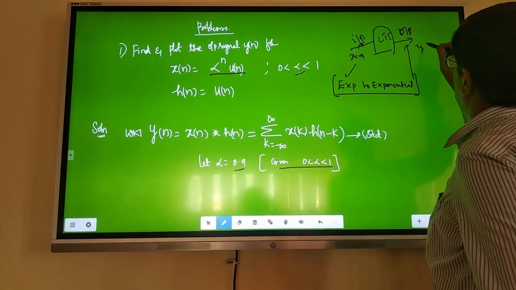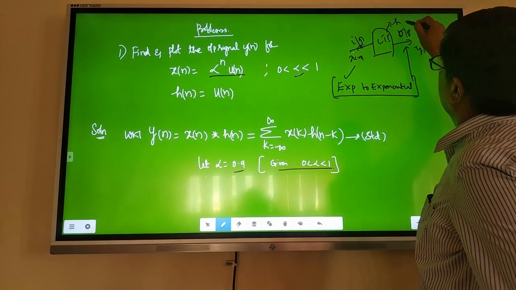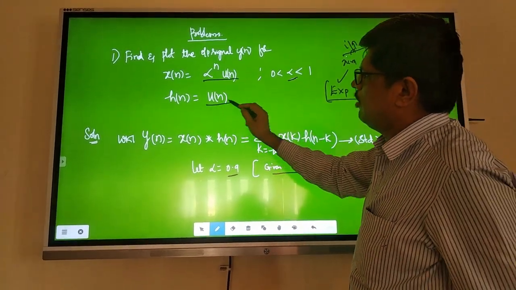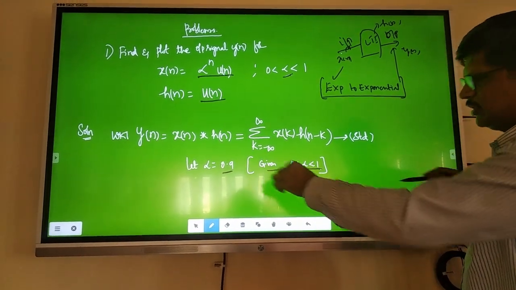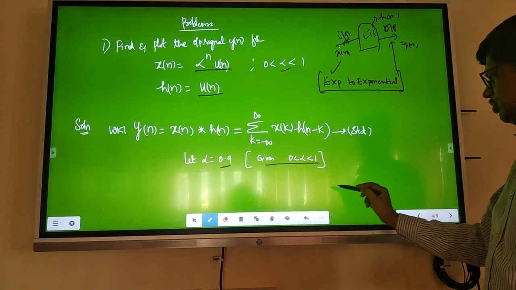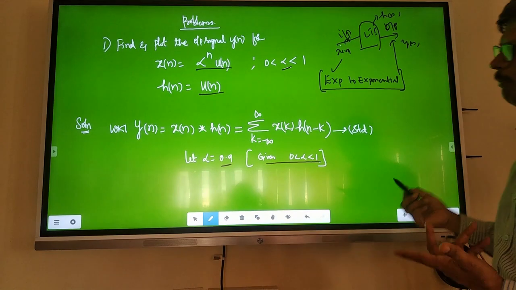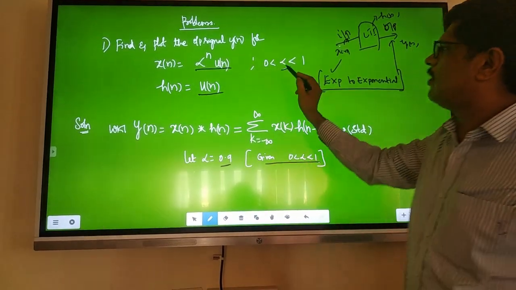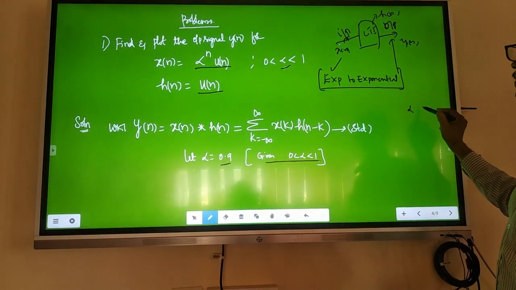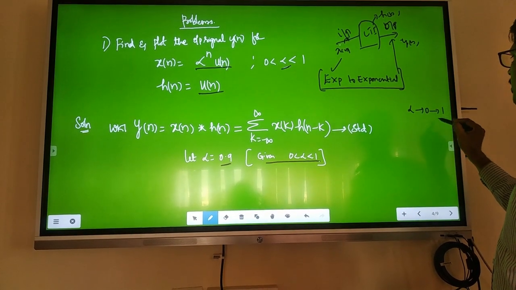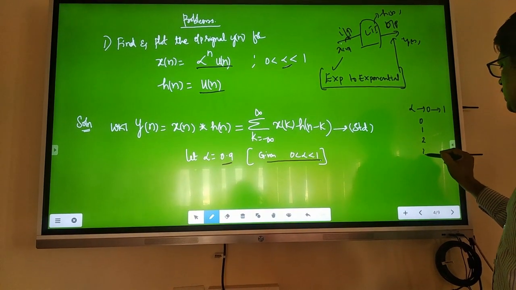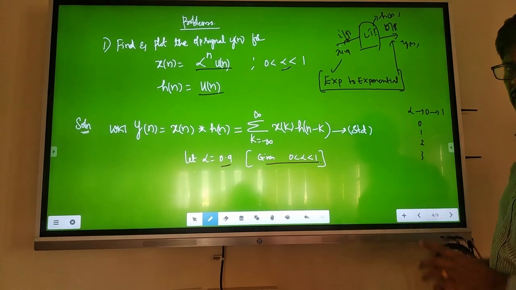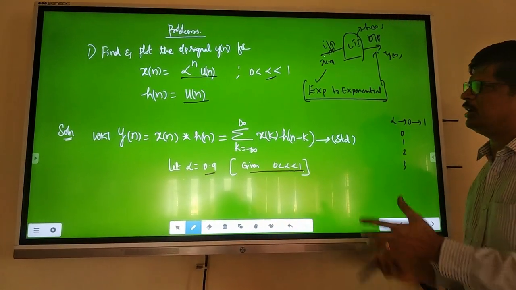This is x of n, this is y of n, and this is h of n. h of n is given as u of n. u of n means just a step function. It starts from n equal to 0 onwards, and it is 1. Now this is the problem, and alpha varies from 0 to 1. That means 0, 1, 2, 3. You will get a different result each time, depending on alpha.